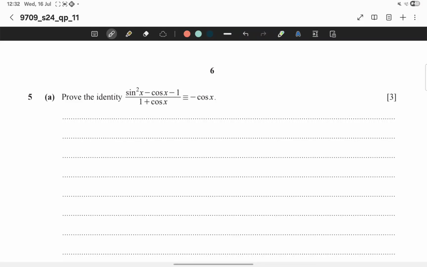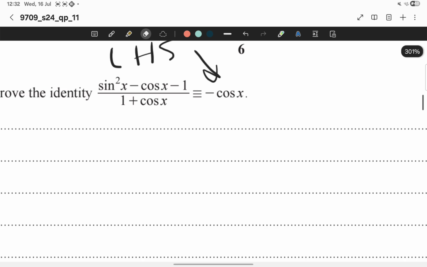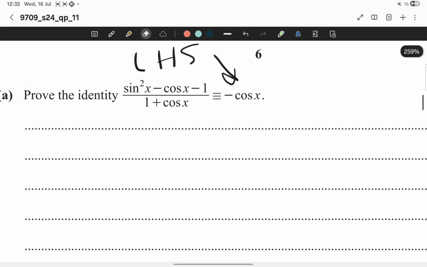Number 5 is saying prove the identity (sin²x − cos x − 1)/(1 + cos x). Prove that the expression on our left is identical to the right hand side. That's exactly what it means. So we're going to use the most expanded side, which is the left hand side.